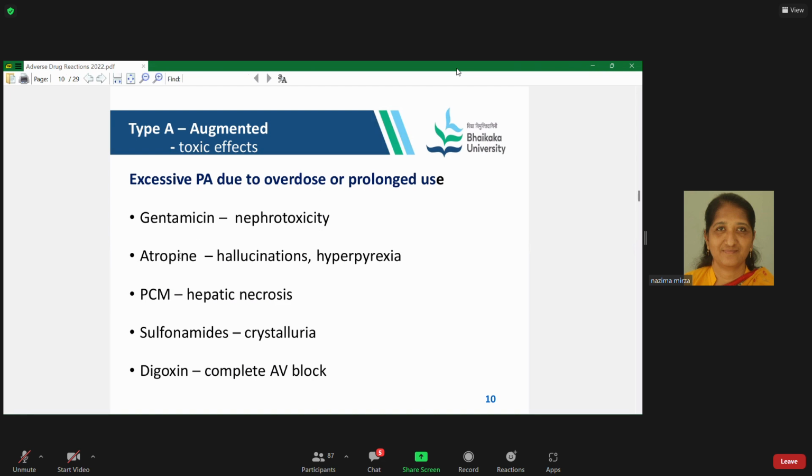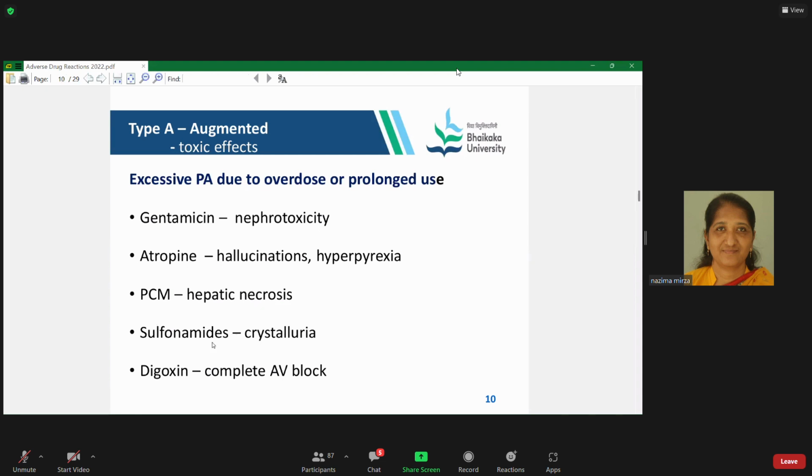Atropine, anticholinergic drug, ना acetylcholine को block कर देगा at muscarinic receptors. It is responsible for hallucinations. Paracetamol, PCM बोलते हैं ना, paracetamol. This on prolonged use or excessive use leads to hepatic necrosis.